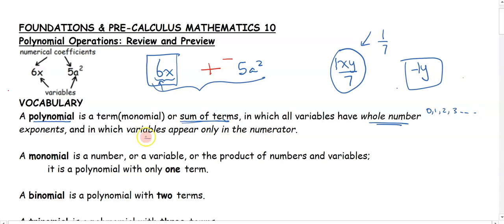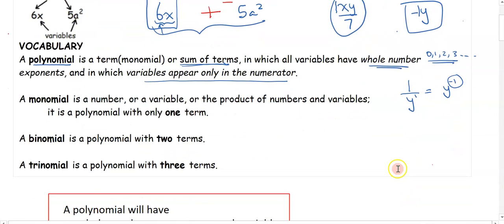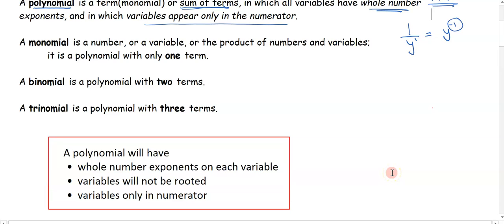and which variables appear only in the numerator. So if I had a variable in the denominator, we know that when we move that y to the top, the exponent becomes negative, so it's no longer a whole number. So our variables have to be in the numerators, and our variables have to have whole number exponents. So a reminder, a monomial is a single-termed polynomial, a binomial is a two-termed polynomial, and a trinomial has 3 terms. And a reminder, a polynomial will have whole number exponents on the variables.